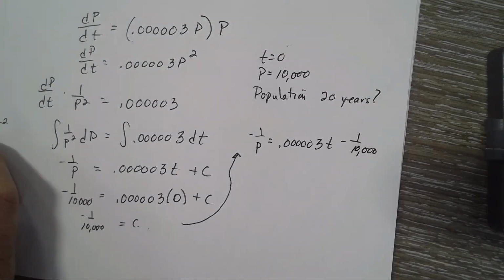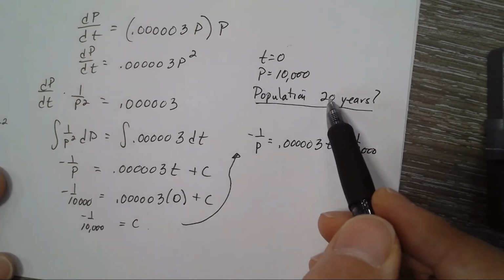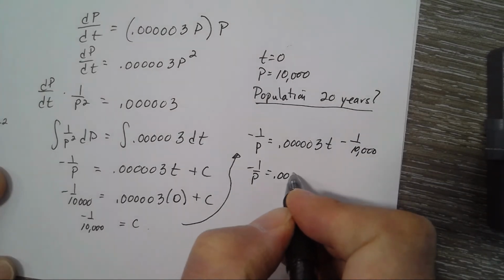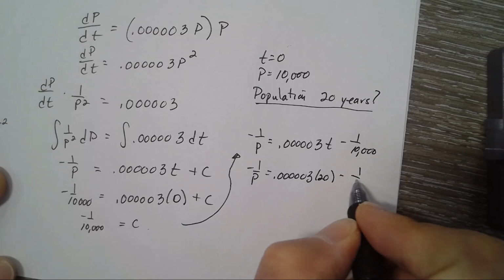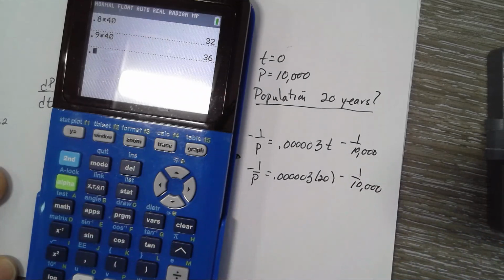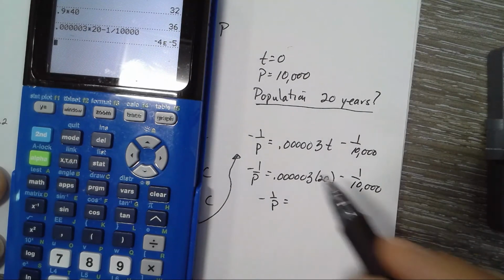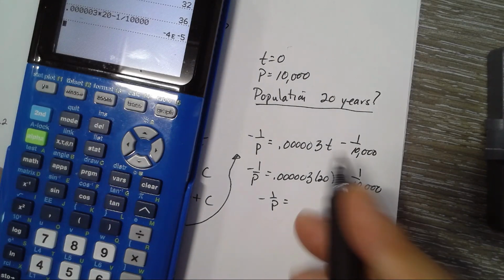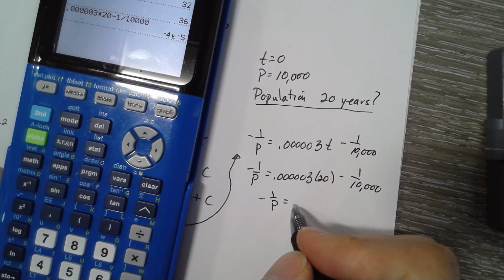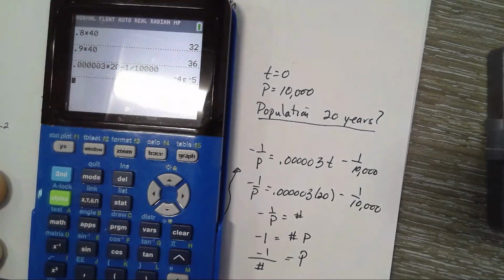but now we know that we're trying to figure out what the population is in 20 years. So I can put 20 in, not for the population, in for t. So negative 1 over p equals 0.000003 times 20 minus 1 over 10,000. All right, so negative 1 over p equals that number, which is, I don't know, negative 0.00004 or something. So I'm going to multiply that number times p, and p would be negative 1 divided by that number. Negative 1 divided by the answer.